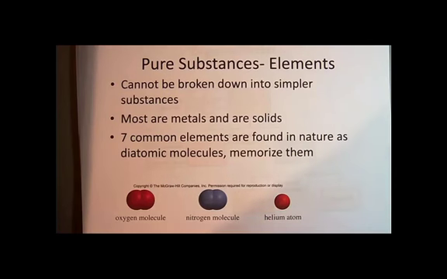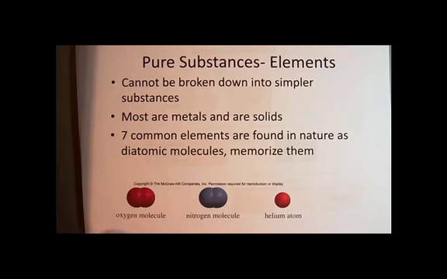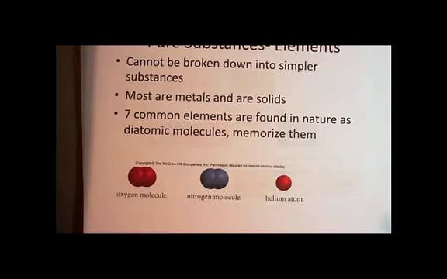Further, most elements, as they exist in nature, can exist stably as single atoms, as just atoms. But there are 7 common elements that are never found as single atoms in nature. They're all found as diatomic molecules, and we're going to have to memorize them. But first of all, what I mean by a single atom, for example, helium. The element helium can exist in nature as a single atom all by itself, as a stable substance.